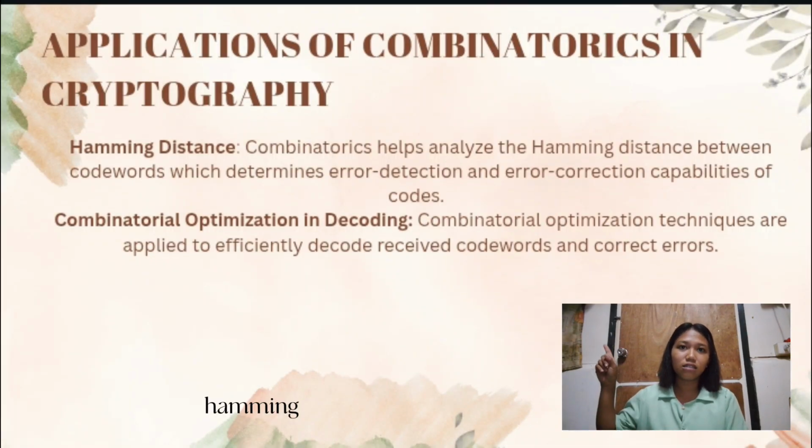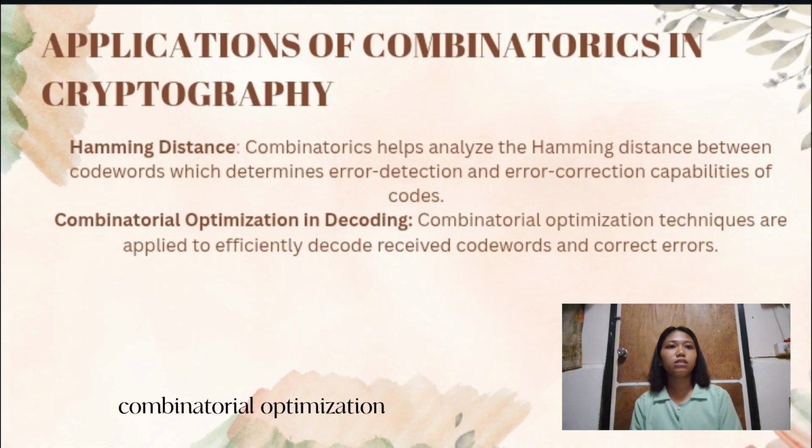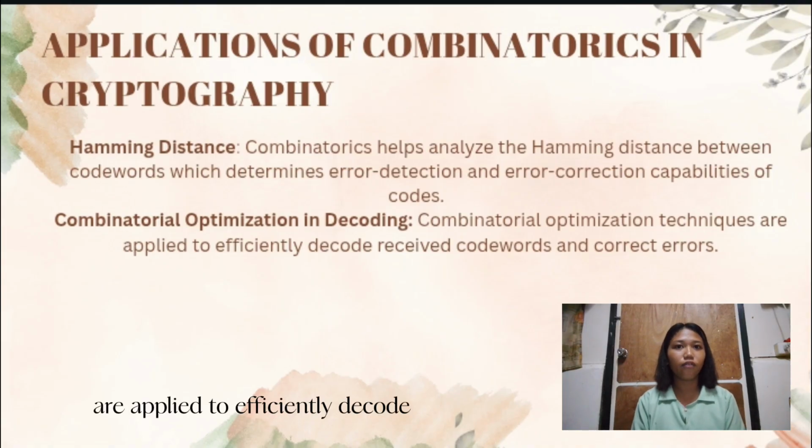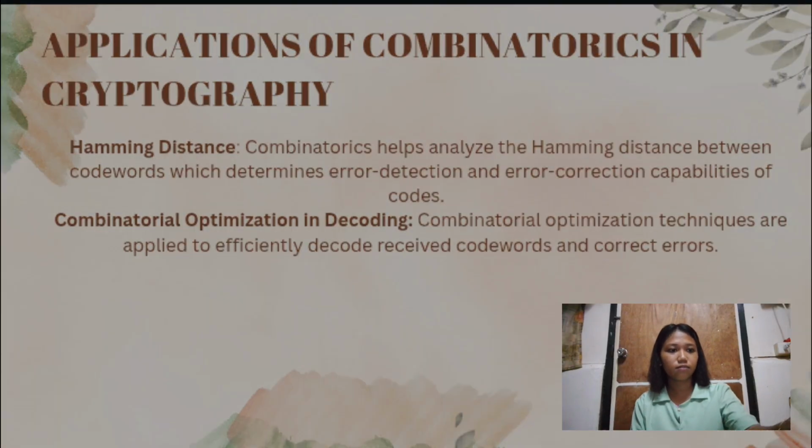The next is the Hamming distance. Combinatorics helps analyze the Hamming distance between code words, which determines the error detection and error correction capabilities of codes. The other one is combinatorial optimization in decoding. Combinatorial optimization techniques are applied to efficiently decode received code words and correct errors.